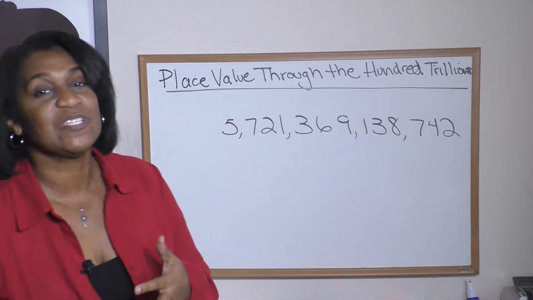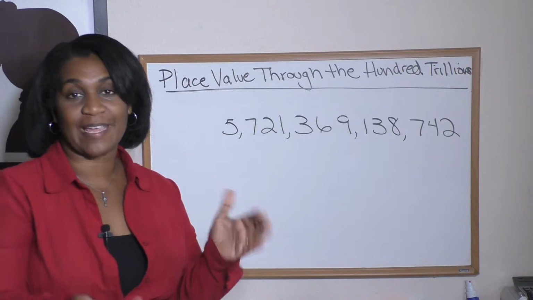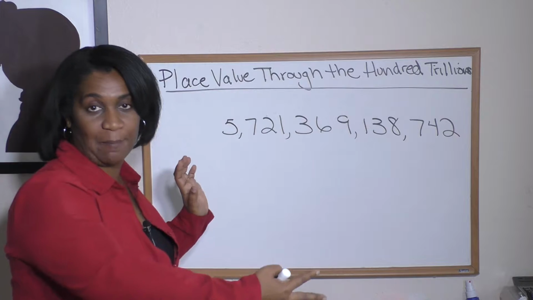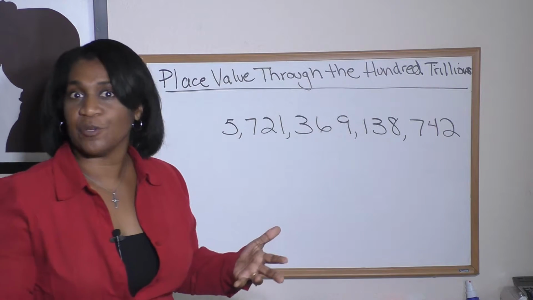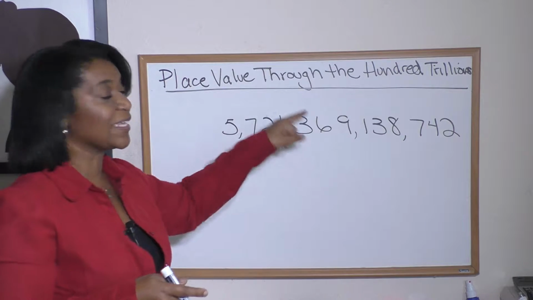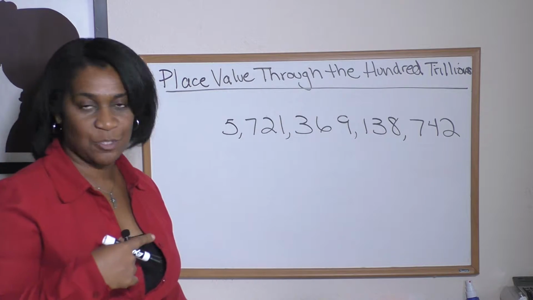All right, so the key when dealing with place value is you have to recognize that each number, depending on where it falls in your number, has a value. And the thing that's going to help you is if you let the commas do the talking.